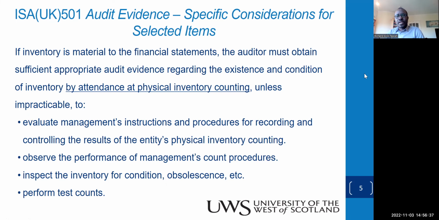ISA 501, audit evidence. There are some specific considerations we would want to look out for on selected items. If the inventory is so material and significant to the financial statements, then it is important that the auditor obtains sufficient appropriate evidence regarding the existence of these raw materials or inventory and regarding their condition. So it means we need to attend physical inventory counts, unless it's not practical to attend.